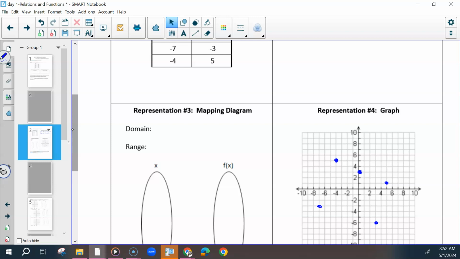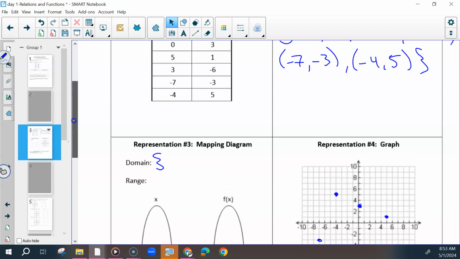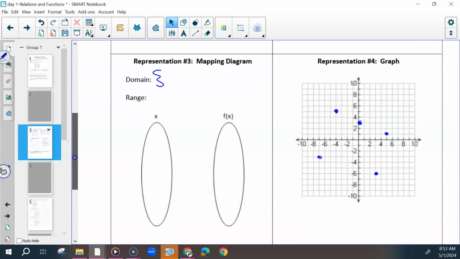Then when we do the mapping, we're going to list out our domain and range in curly brackets, just the numbers from least to greatest. So looking at my graph, least would be starting at -7, and then we have -4, 0, 3, and 5. If you had any repeating x's, you would only write it once.